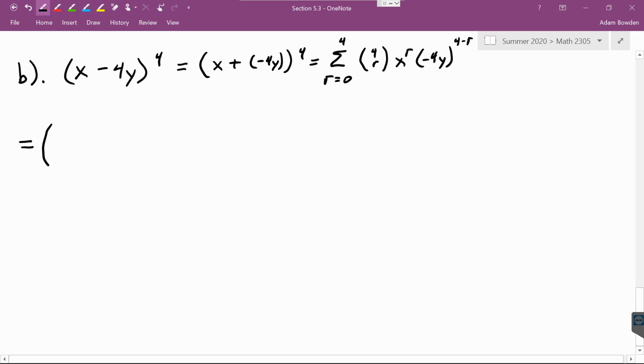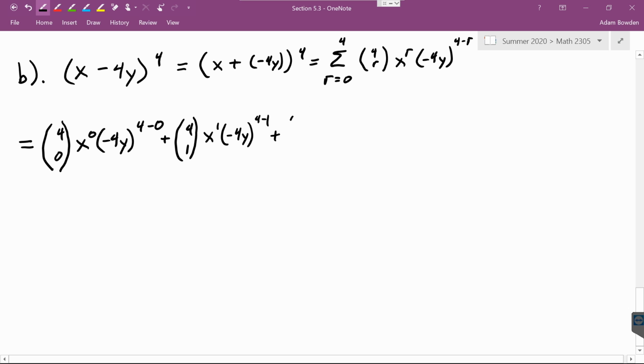Our first term would be 4 choose 0, x to the 0, negative 4y raised to the 4 minus 0. The next term would be 4 choose 1, x to the first, negative 4y raised to the 4 minus 1. And then we'd have 4 choose 2, x squared, negative 4y raised to the 4 minus 2.